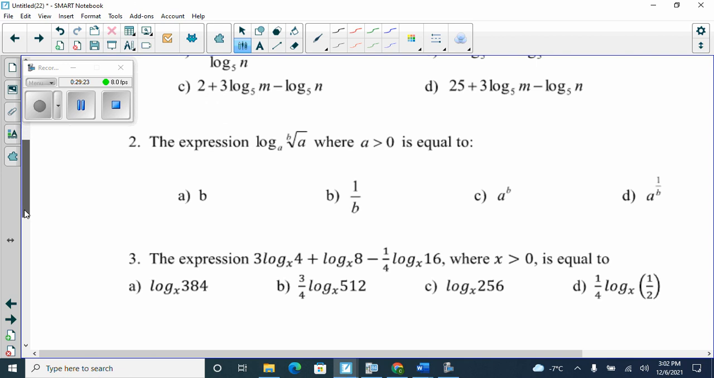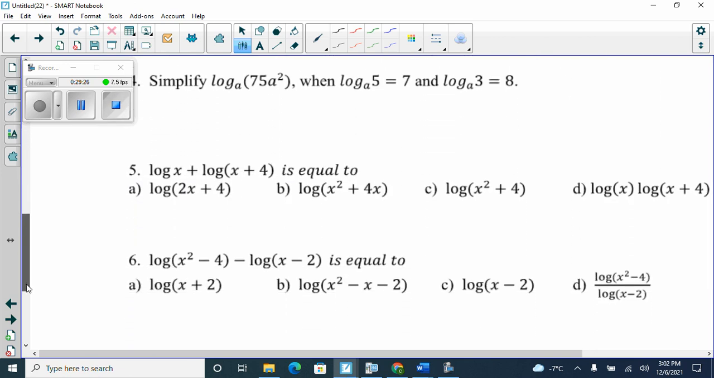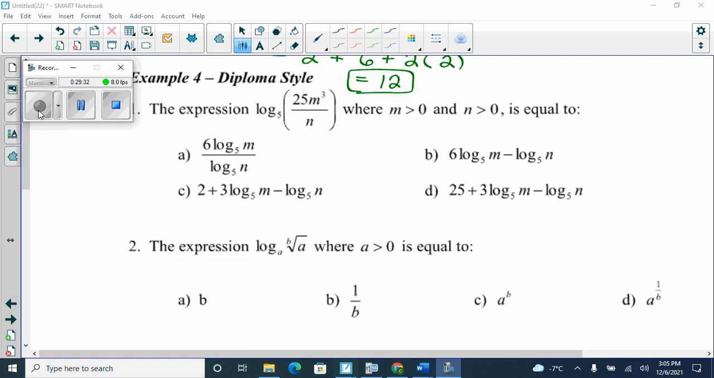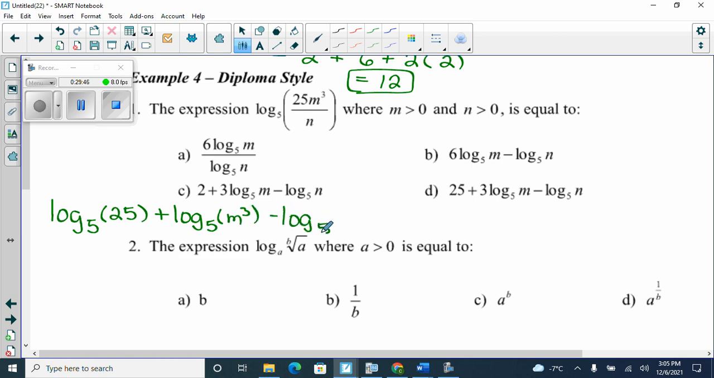So here's 1, 2, 3, 4, 5. There's so many. 6. Try them out. This one here, we would have log base 5 of 25 plus log base 5 of m cubed minus log base 5 of n. Log base 5 of 25 is 5 to the, what is 25? So that's 2. And then they'll drop the 3 in front. 3 log 5m minus log 5n, which is C.